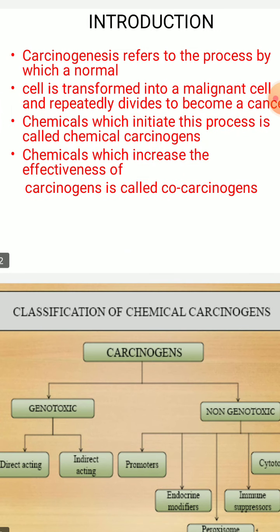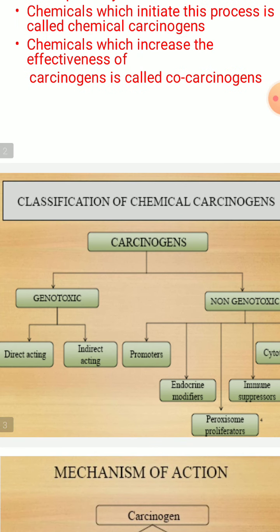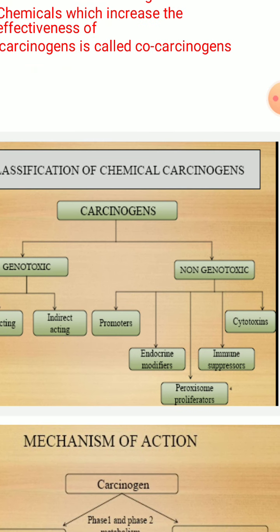So let us see the classification of these chemical carcinogens. As you all know, carcinogens can be genotoxic and can also be non-genotoxic. Under genotoxic, there are direct-acting substances, and substances which act indirectly. Whereas in the non-genotoxic level, you can see promoters, cytotoxins, endocrine modifiers, immune suppressors, and peroxisome proliferators. These are the concepts which come under the non-genotoxic level.